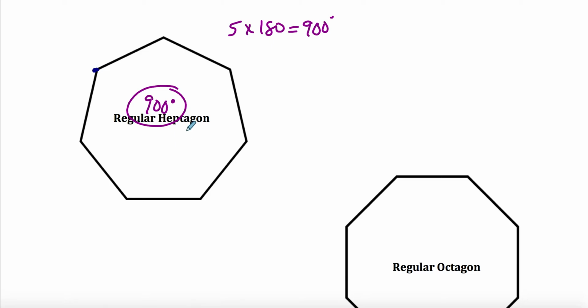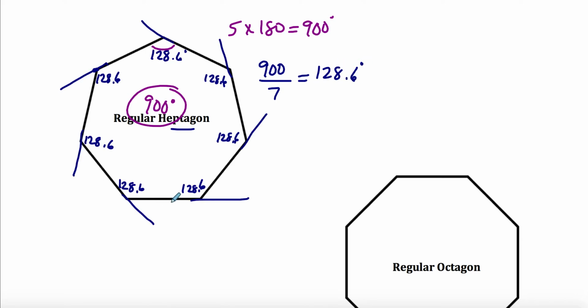How big would each angle be? So each angle, I take 900 and divide it by 7, because there are 7 interior angles. I'm going to get a decimal this time. I get 128.6. And then if I look at my exterior angles, there's a couple of ways I can figure this out. One is by using this supplementary angle property. If I take 180 and I take away 128.6, I get 51.4. So the exterior angles are all 51.4 degrees.